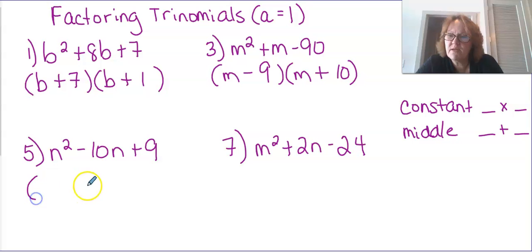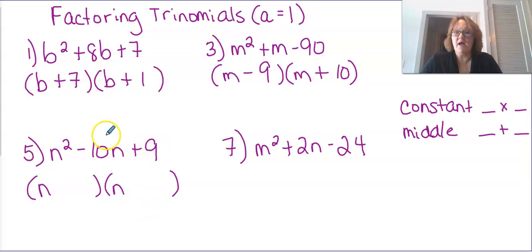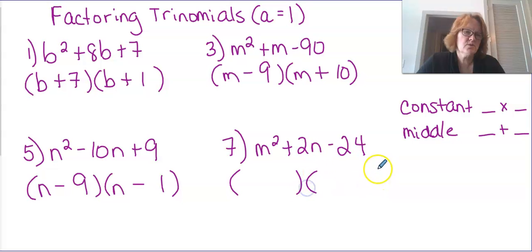Okay, so let's move a little bit faster. Put my n in there. I need a factor pair for 9 that adds up to 10. That's going to be 9 and 1. And they are both going to be negative. Negative 9 plus negative 1 is negative 10. Negative 9 times negative 1 is positive 9. Okay, the next one.